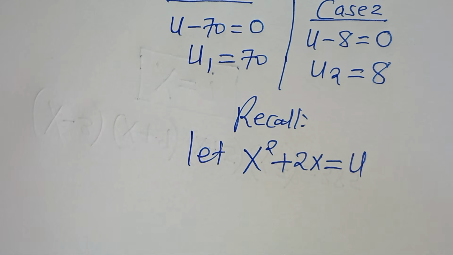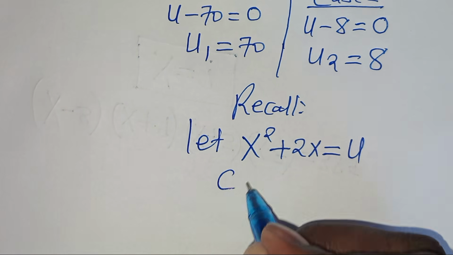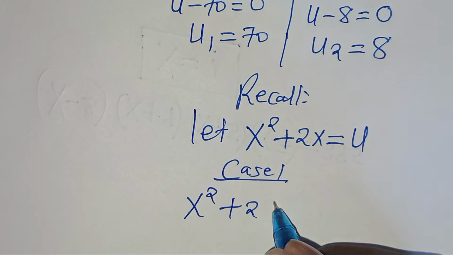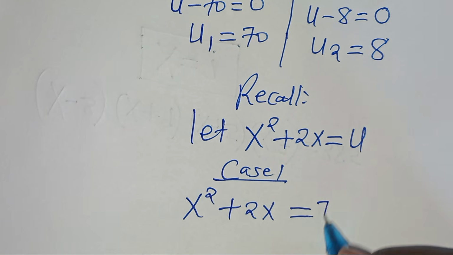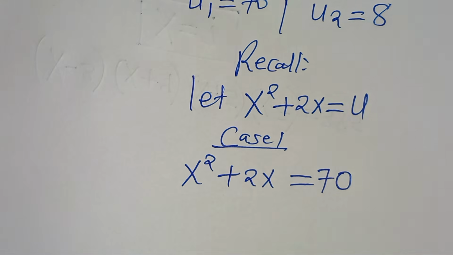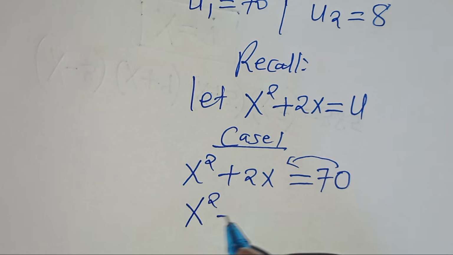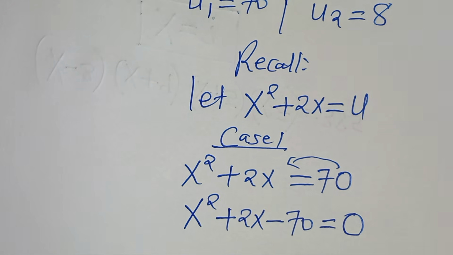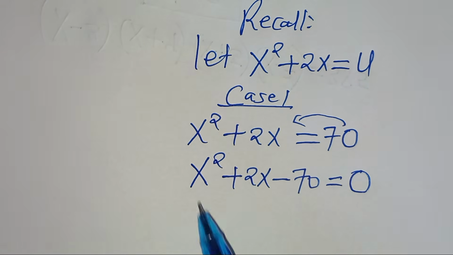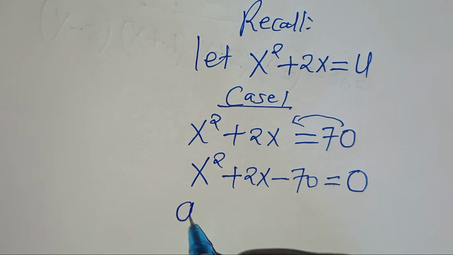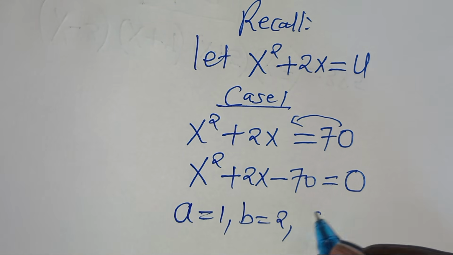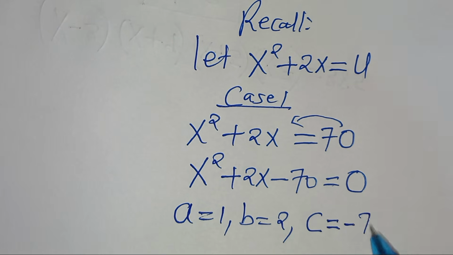So let's start with case 1. Now, in case 1, we have x to the power of 2 plus 2x. This is equal to u1, which is 70. So let's take 70 on the left hand side, and this means that x to the power of 2 plus 2x minus 70 is equal to 0. So this is a quadratic equation where we have a is equal to 1, b is equal to 2, and then we have c is equal to negative 70.